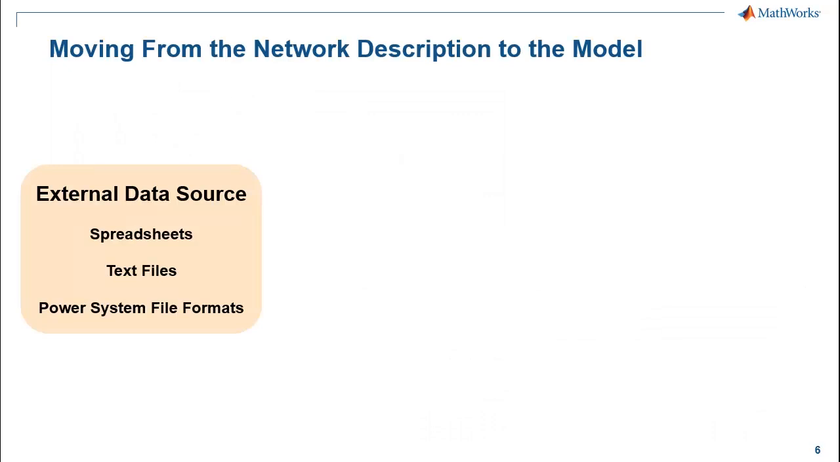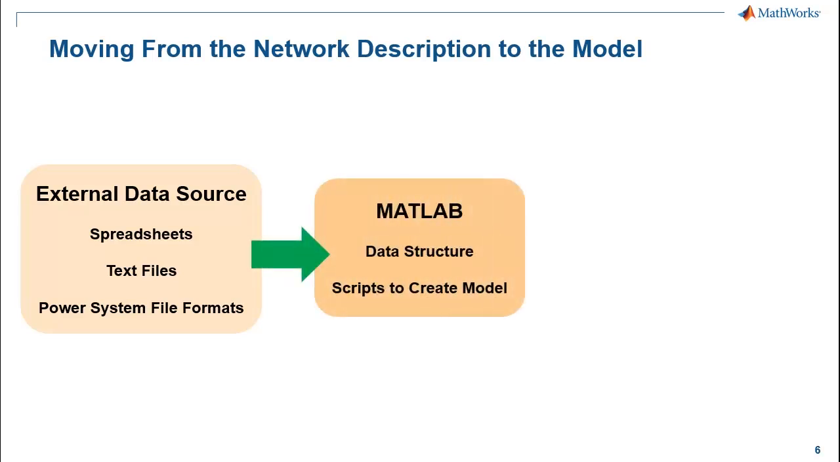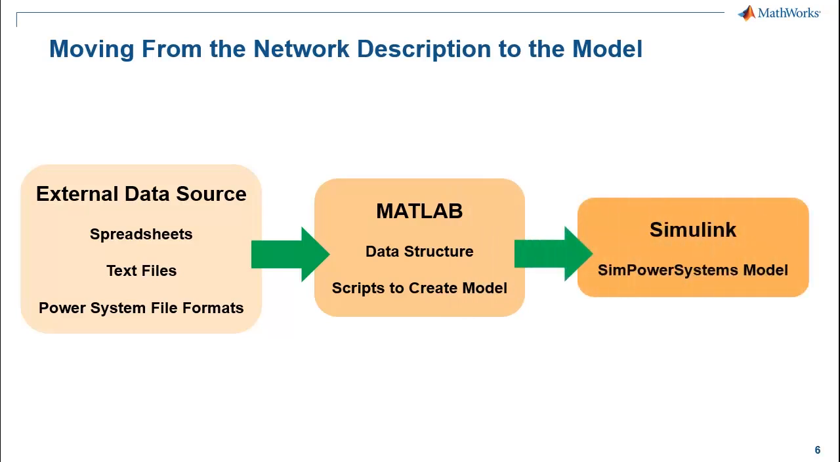The network description can be contained in an external data source such as spreadsheets, text files or other power system file formats. We can then read that data using MATLAB, from which we then create a data structure, which the model building script then uses in order to create the model within Sim Power Systems.